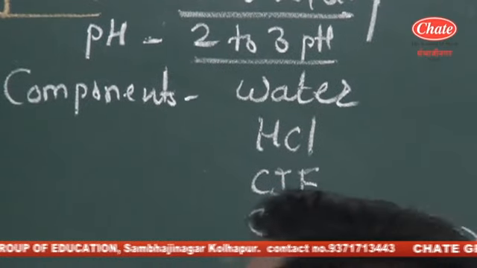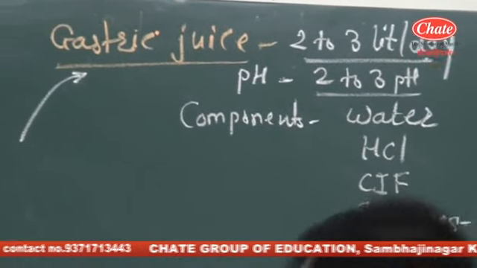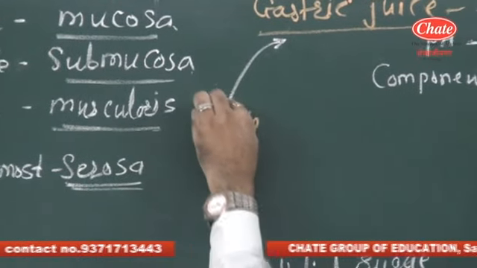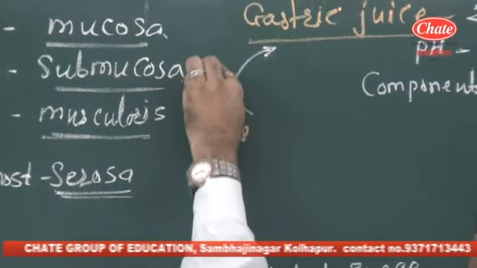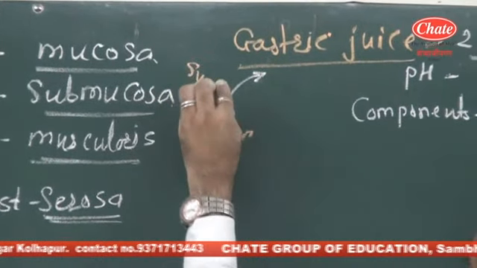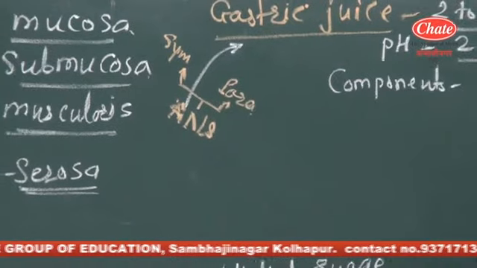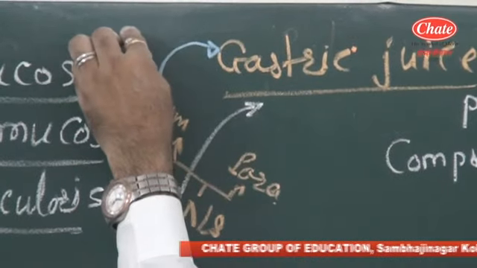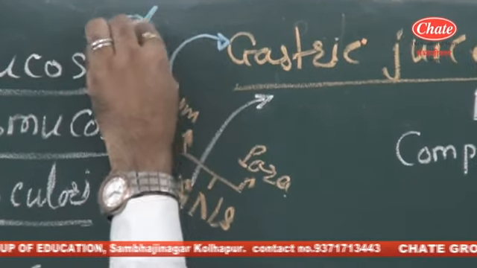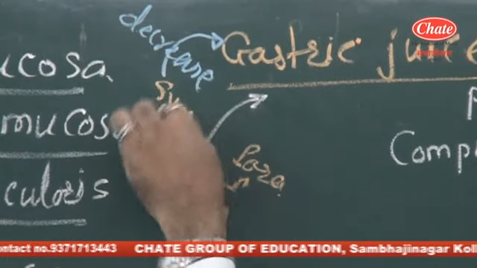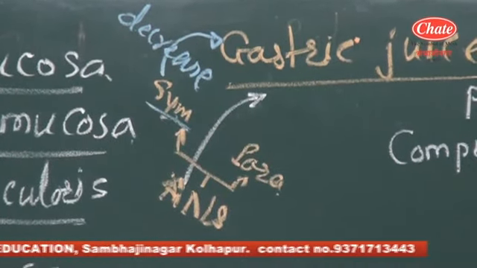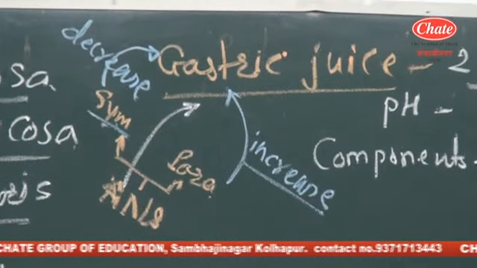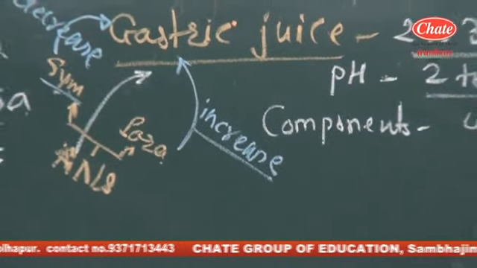This gastric juice secretion is under the influence of neural control with the help of the autonomic nervous system. The autonomic nervous system is again of 2 types, sympathetic nervous system and parasympathetic nervous system. The gastric juice secretion is inhibited or decreased by the sympathetic nervous system, while the parasympathetic nervous system increases the gastric juice secretion.